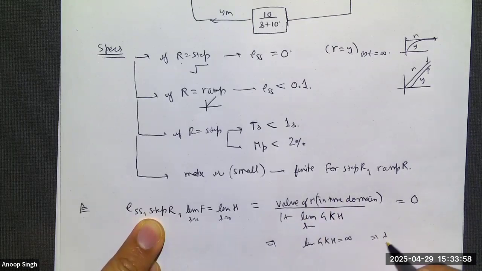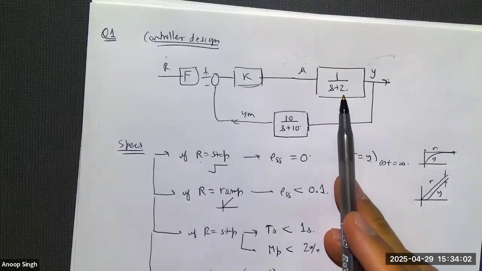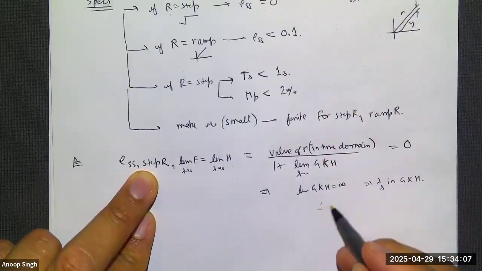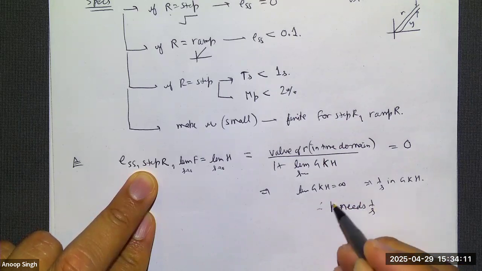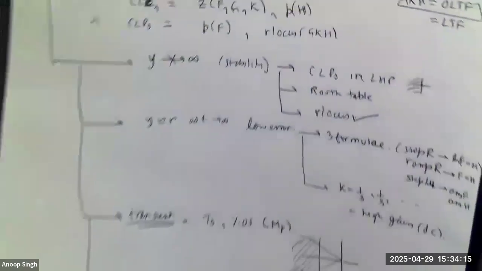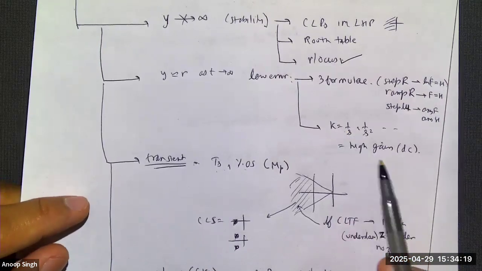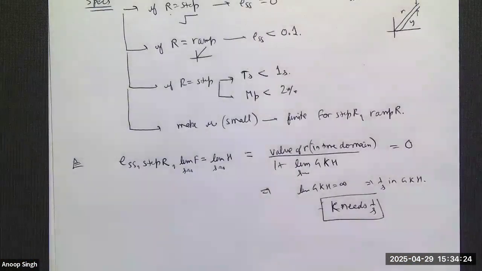This implies I need 1 over s in G or K or H. G doesn't have 1 over s in it. H doesn't have 1 over s in it. Therefore, K needs 1 over s. That's what I was trying to say. When you do the error calculations, usually it boils down to does your controller need integrators or not? Does your controller need some high gains or not? That's what it boils down to.